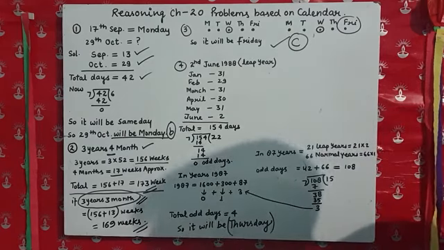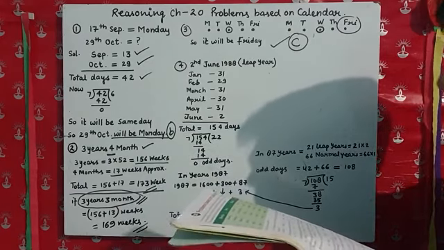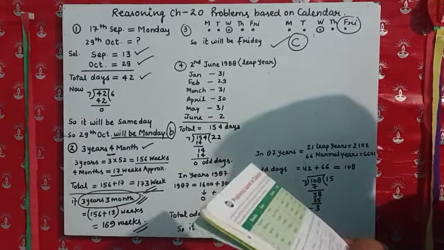It is given that a film actor Raj Kapoor died on 2nd June 1988.